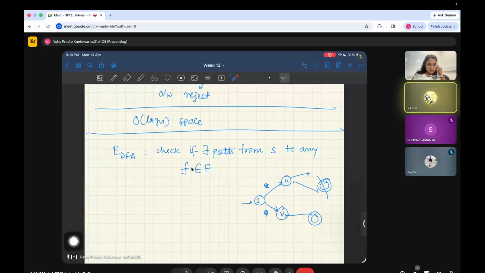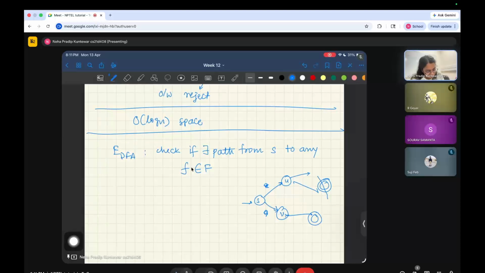Yes, so I will call this the ST problem, from the starting state to the final state. There could be many final states, right? But then the same space can be reused, isn't it? Exactly, that's what I'm asking.